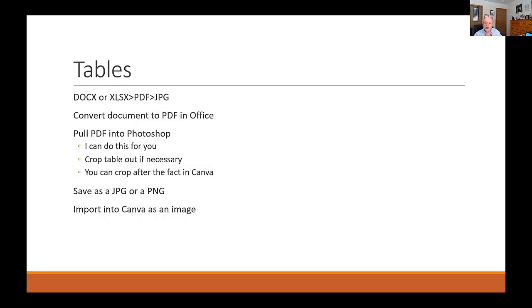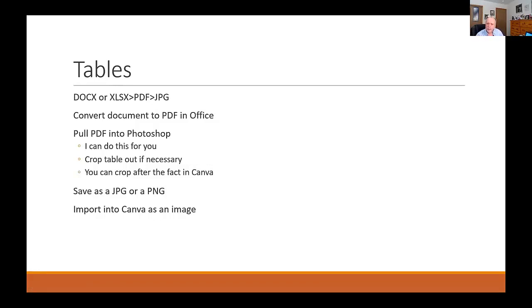Most of your tables are going to start out as either Word documents or Excel documents. So DocX or XLSX, as we see up here. First step is to turn them into PDFs. That's really easy to do in Office. You just save as and change the file type from DocX or XLSX to PDF. That part's pretty easy. After you make it into a PDF, you need to turn it into a JPEG. That can't be done easily in Microsoft Office. It can't be done in Pixlr.